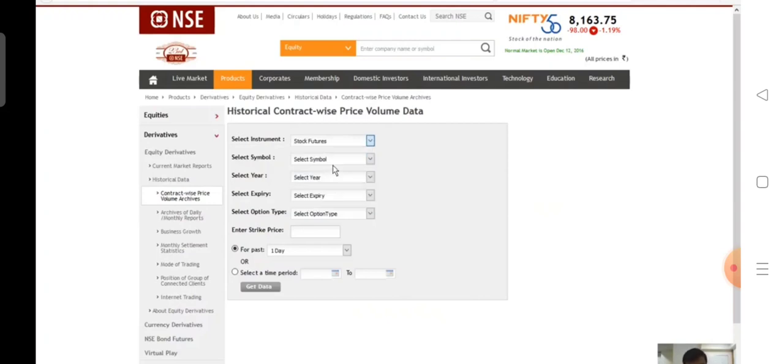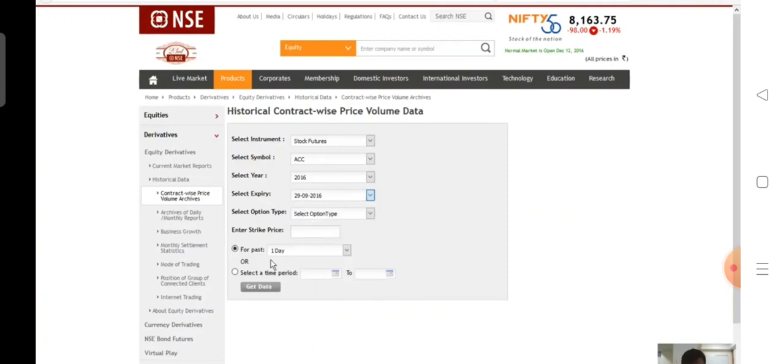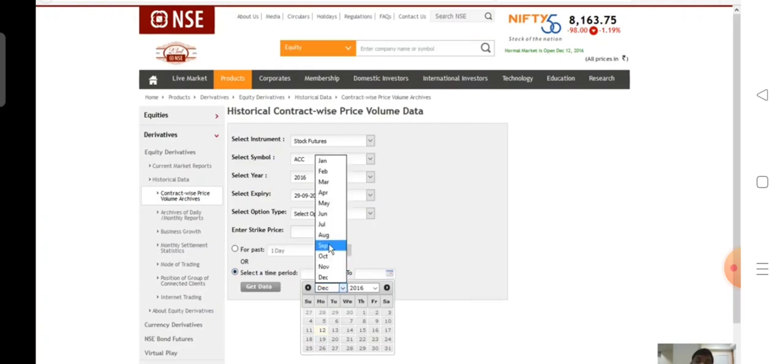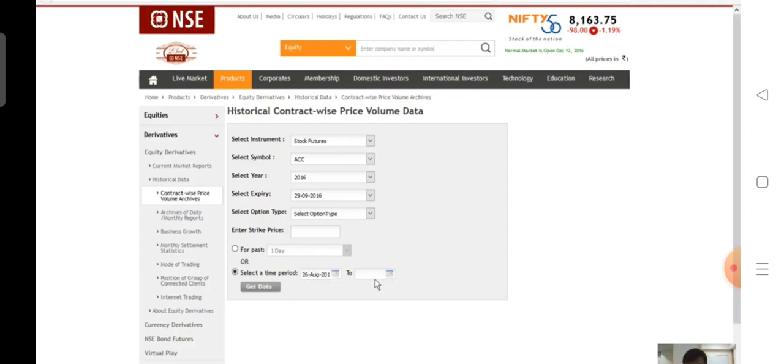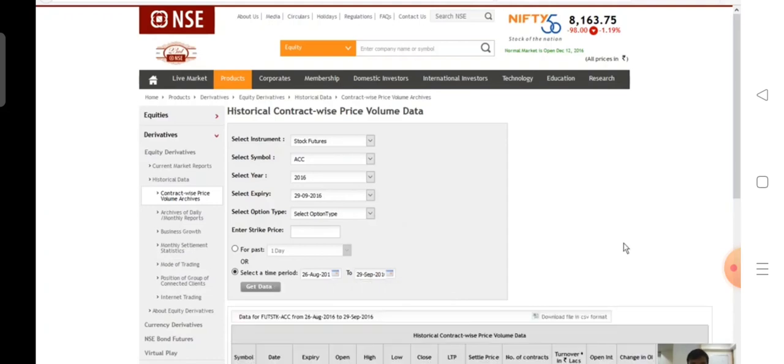So instrument is stock future, symbol is ACC, year is 2016, expiry. So we decided we are going to do from September expiry. So from which date do you want this data? You want this data of September expiry. So right now we are focused on current month data. So September expiry, from 26th till September 29th. Okay, so you want data like this.